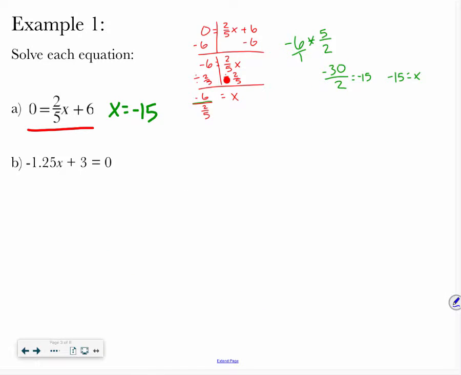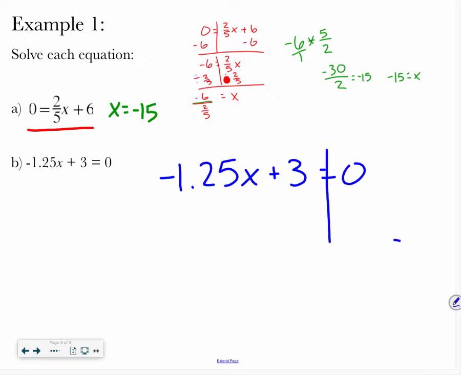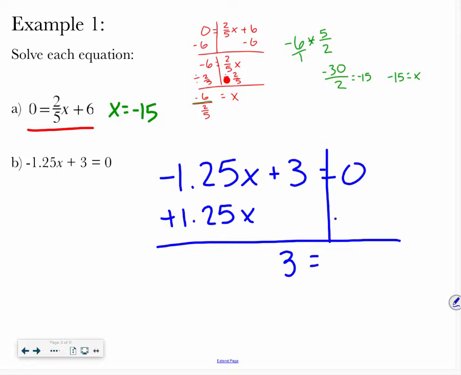Okay, let's look at part B. We have negative 1.25x plus 3 equals 0. So if I look at this one, I want to get x by itself. So what I could do, I could subtract 3 from both sides. But I see my x is already negative, so instead of subtracting 3, I'm going to choose to add 1.25x to both sides. So now my x is a positive, and so is my 3. If you had subtracted 3 from both sides, ultimately you would end up with the same answer. But this way, I don't have to deal with negatives.